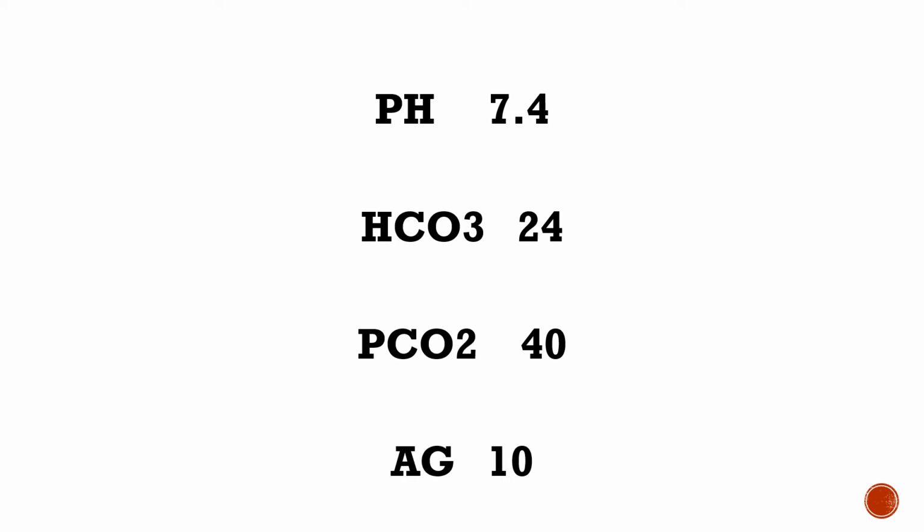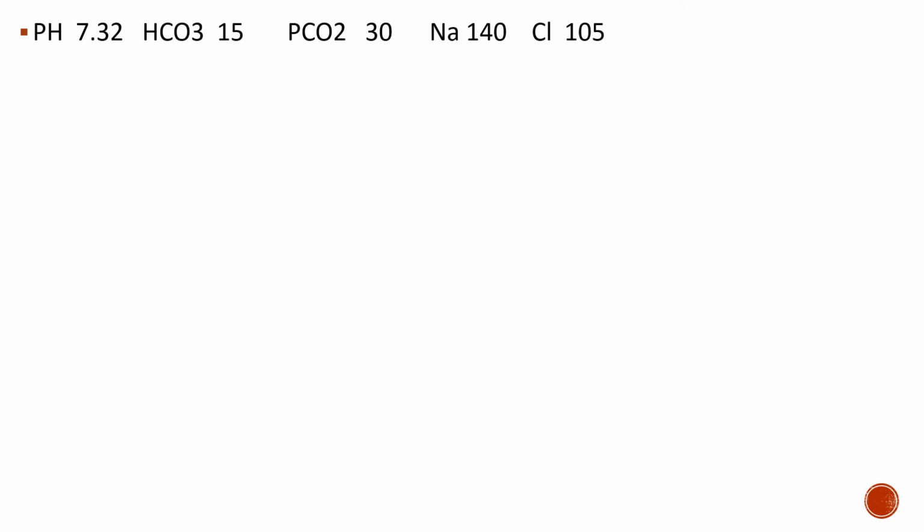Before we start to solve examples, we should know the median values of everything. The median value for pH is 7.4. The median value of bicarbonate, to use it if we calculate delta bicarbonate, is 24. The median level of CO2 is 40 and anion gap is 10. Don't forget these figures.